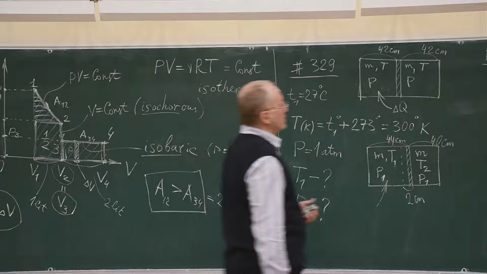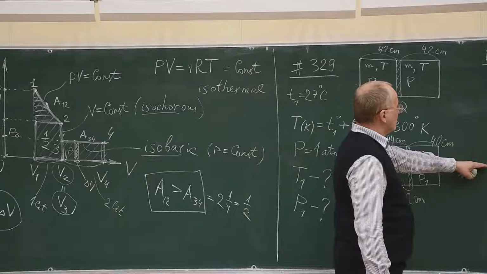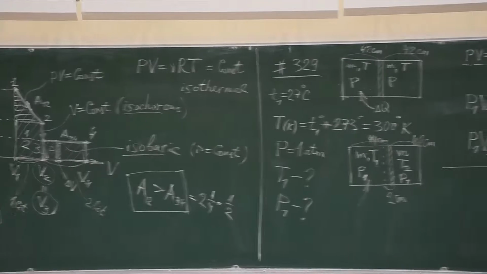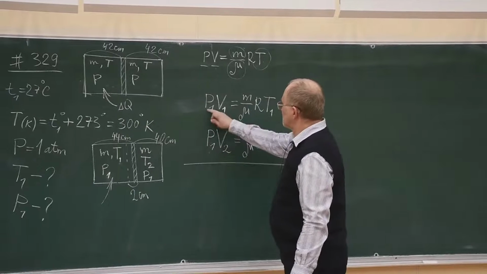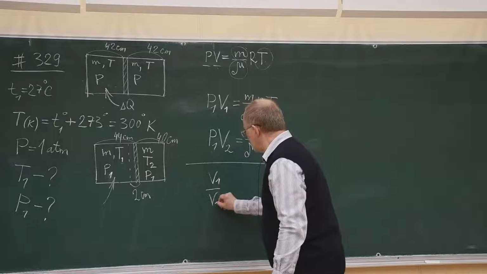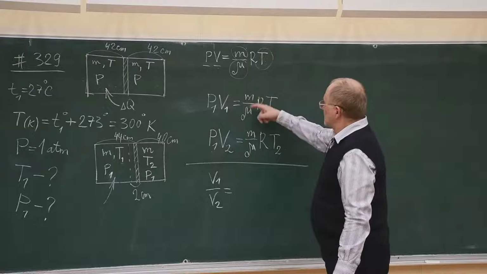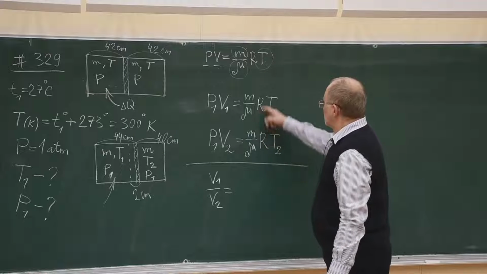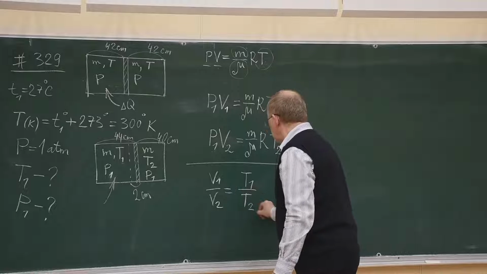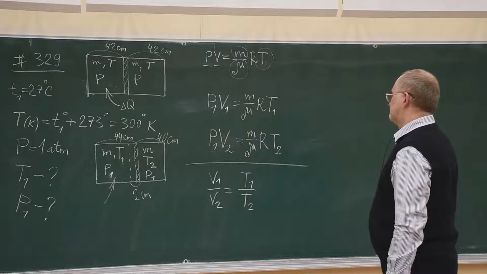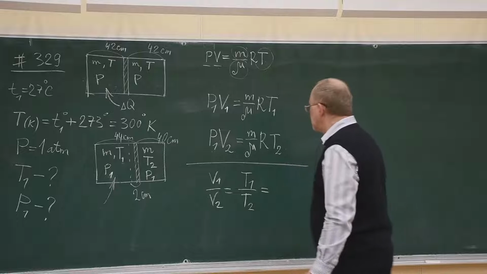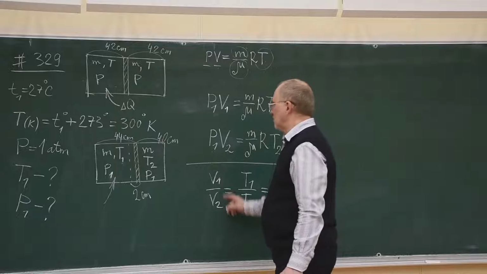So, what if we divide one equation by another equation? Something will cancel here. If we divide this expression by this expression, pressure will cancel, P1 and P1, and we will have V1 over V2. Then mass over mu will cancel, the universal gas constant will cancel, and we will have T1 by T2.